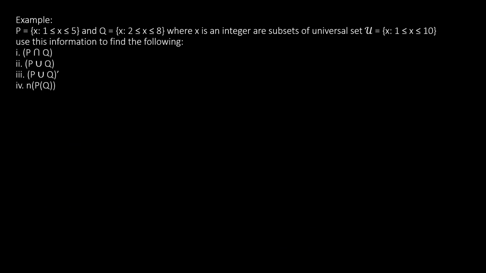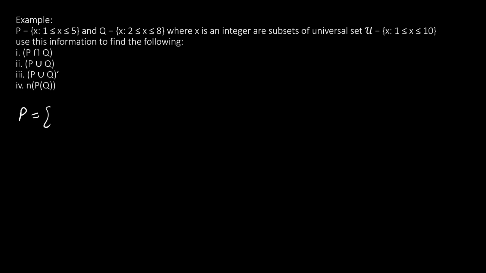Here, let's check out an example. Here we have a question. It says set P equals x such that 1 is less than or equal to x, less than or equal to 5, and set Q equals x such that 2 is less than or equal to x, less than or equal to 8, where x is an integer, subsets of the universal set U equals x such that 1 is less than or equal to x, less than or equal to 10. Use the following information to find the following. The first one, we have to look for P intersection Q, the second one P union Q, the third one P union Q complement, and the fourth one the number of elements in the power set of Q. So let's start from the first one. But before we do that, let's start with the elements of sets P and Q.